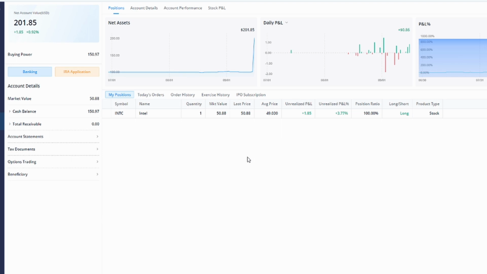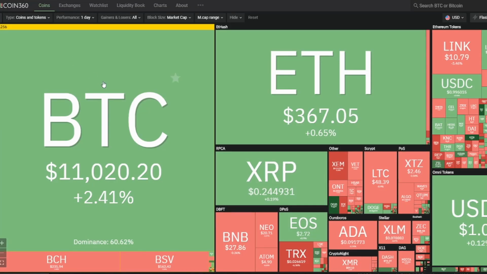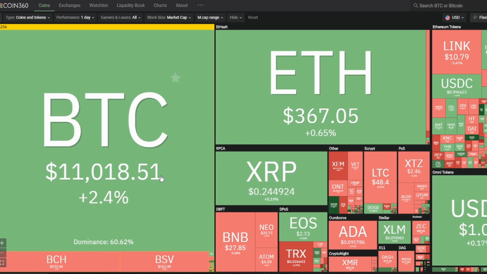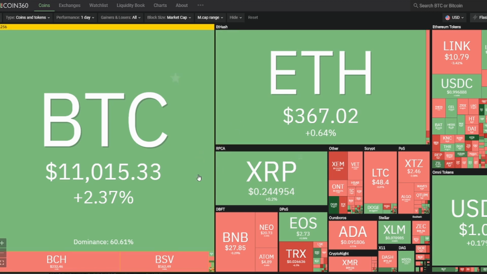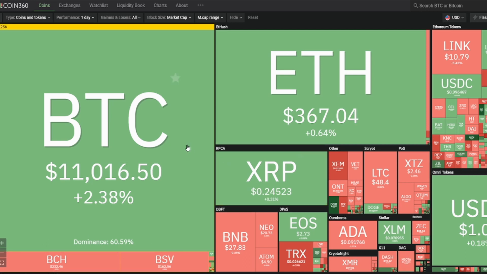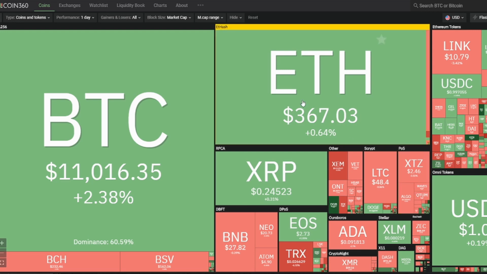So let's jump into the markets and see how things are going. Going over to coin360.com to take a look at the cryptocurrency markets, we can see that it's a mixed day of red and green across the board, with Bitcoin leading the way for the green coins, up about 2.4%, almost 2.5%, followed closely by Ethereum. The big three market cap coins, Bitcoin, Ethereum, and Ripple, are all up a little bit today, being led by Bitcoin. And then it's a mixture of all the altcoins being up and down.